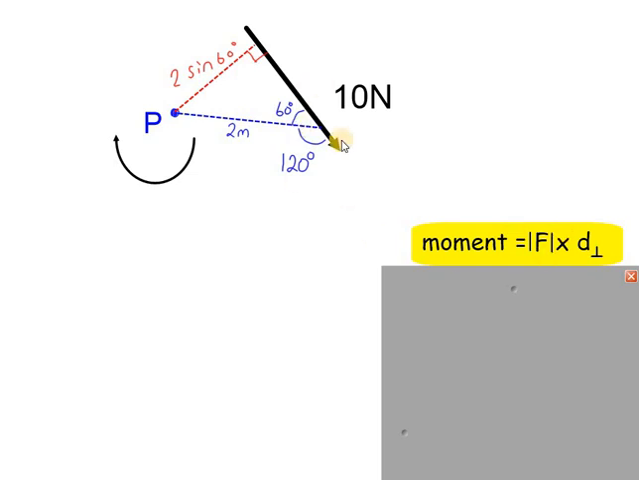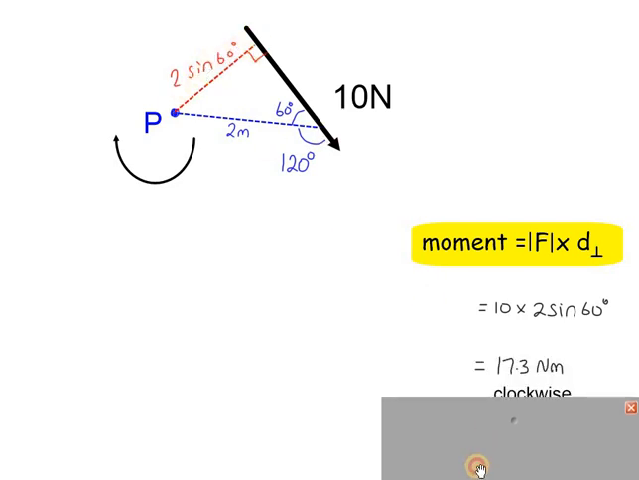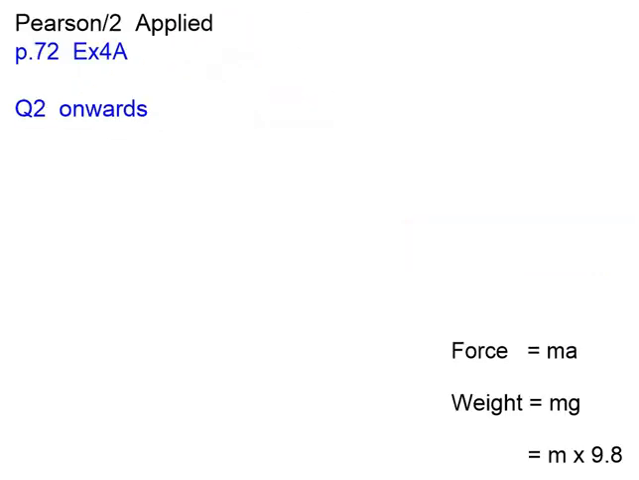So then the force 10 newtons times the perpendicular distance, which is 2 sine 60 here, and we have 17.3 Newton meters. Again, relative to this pivot point, if I follow this force around the pivot point, it's in a clockwise direction. For practice, try these questions.